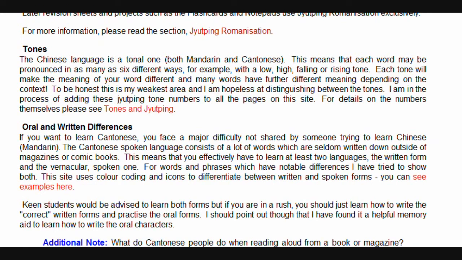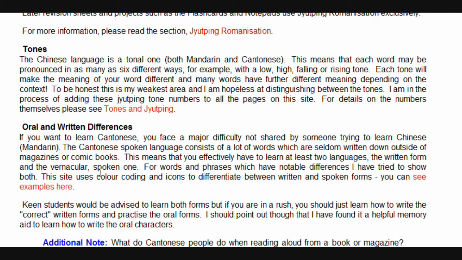If you want to learn Cantonese, you face a major difficulty not shared by someone trying to learn Chinese, Mandarin. The Cantonese spoken language consists of a lot of words which are seldom written down outside of magazines or comic books. This means that you effectively have to learn at least 2 languages, the written form and the vernacular spoken one. For words and phrases which have notable differences, I have tried to show both. This site uses color coding and icons to differentiate between written and spoken forms. You can see examples here.